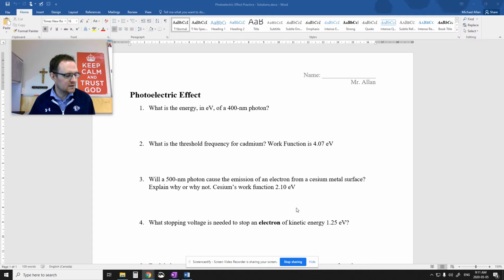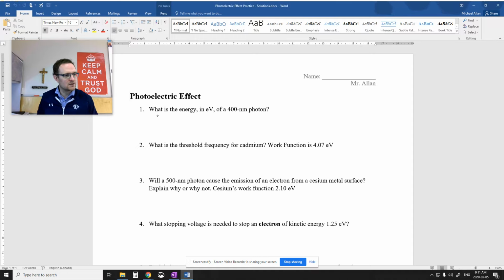Hey, Physics 30s. Okay, so we are going to do the photoelectric effect practice questions here. Here's just a refresher question. What's the energy in eV, electron volts, of a 400 nanometer photon? So we can just quickly do that.